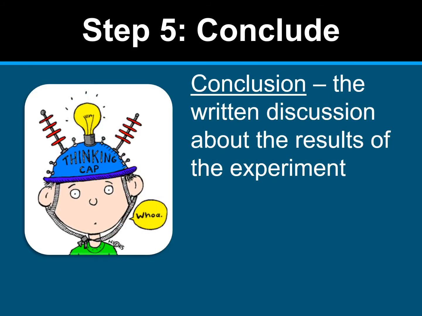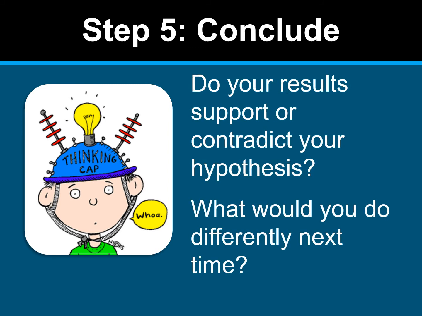After analyzing your results, make conclusions from them. A conclusion is the written discussion about the results of the experiment. Do your results support or contradict your hypothesis? It is important to point out that experiments don't prove whether your hypothesis is right, but they can prove that it is not right. Experiments support our ideas until new data comes out that doesn't.